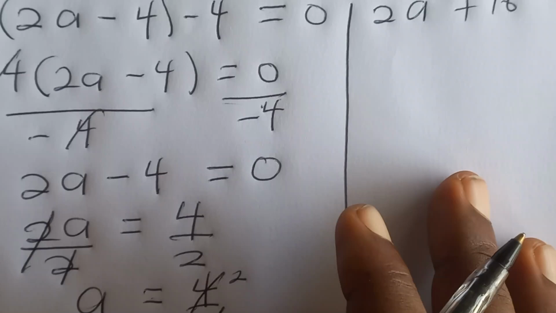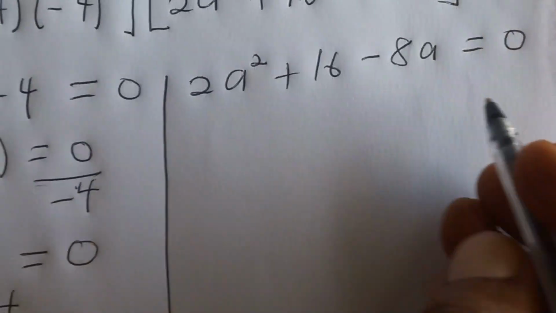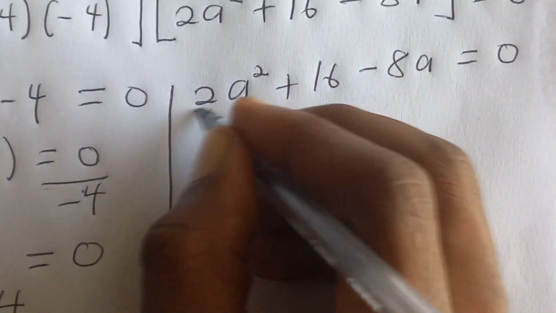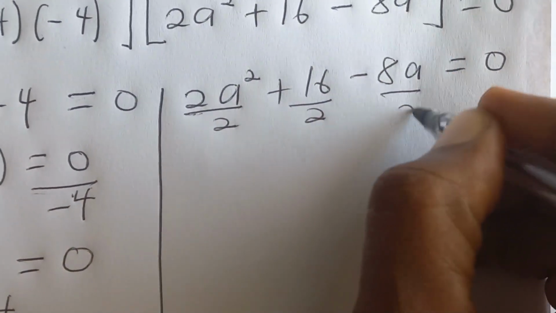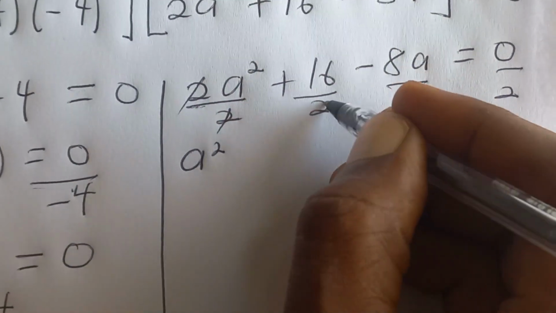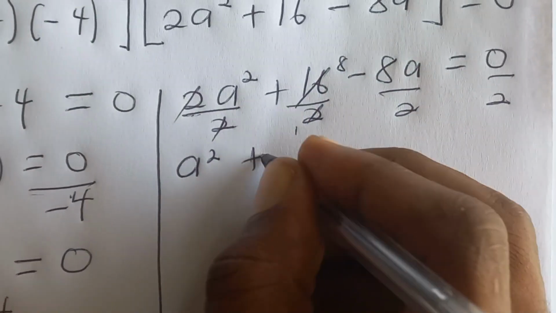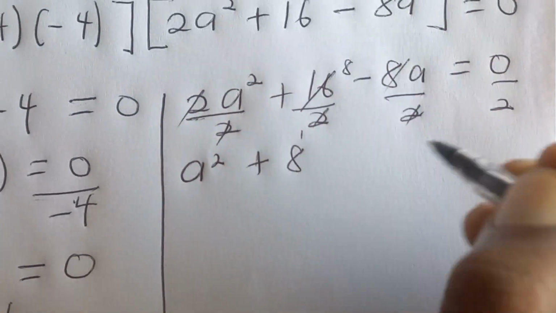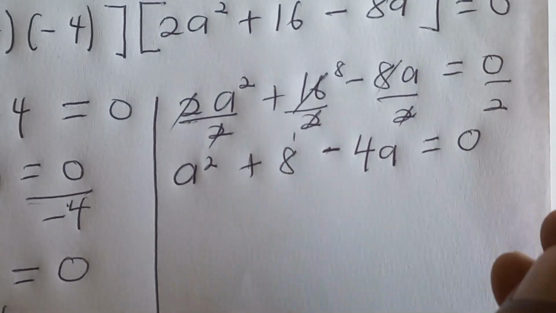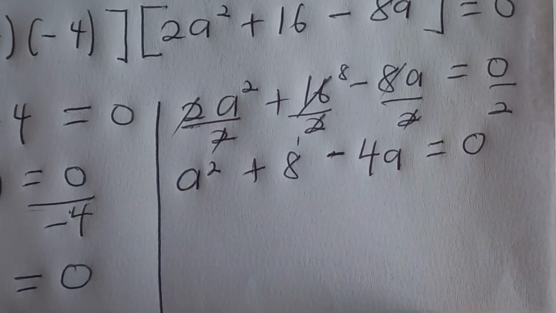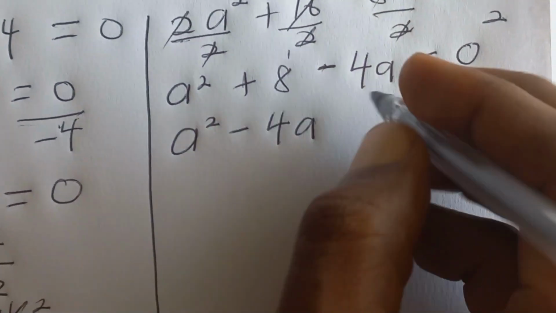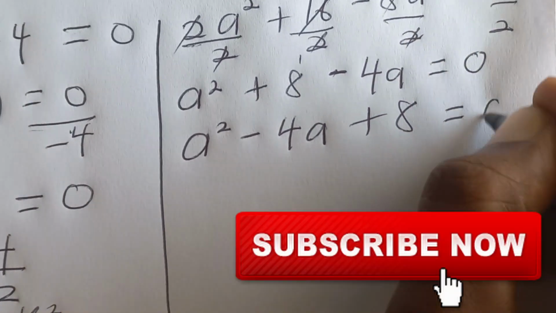Now let's come to case 2. So with this, we can divide both sides by 2 to simplify the equation. So this will cancel this, leaving a squared. Then 16 goes to 8, so plus 8, minus 4a equal to 0. So let's rearrange this equation properly. So we have a squared minus 4a plus 8 is equal to 0.